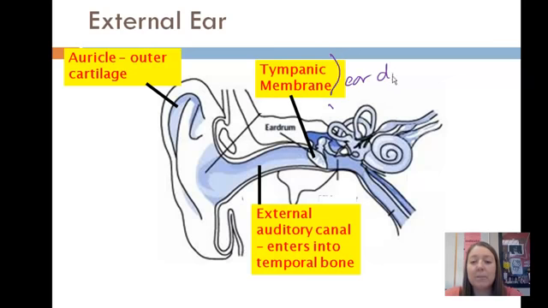And this is a pretty important part of the external ear because it's the one where those sound waves hit and it starts vibrating. Essentially, it's like that first domino in a row of dominoes. Once it gets hit, it sends a chain reaction of events in place.